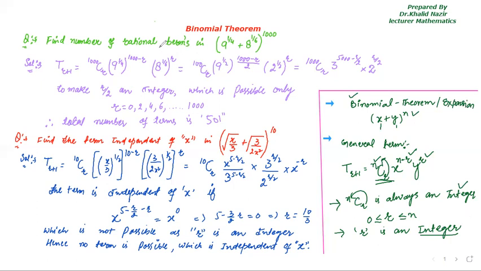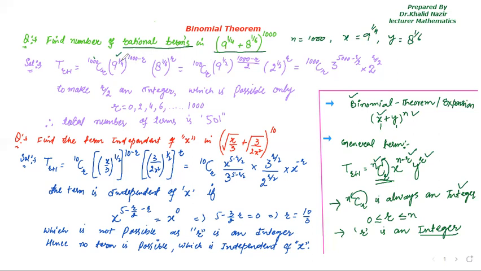So let's start the question. Find the rational terms in the expansion of this one. So let's expand it by the binomial expansion. We know that T(r+1) = nCr x^(n-r) y^r. Here n in this question is 1000, and x is equal to 9^(1/4), and y is 8^(1/6).